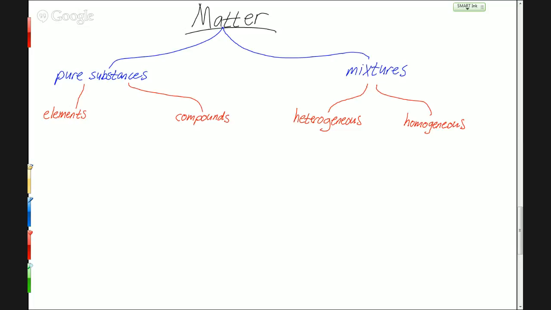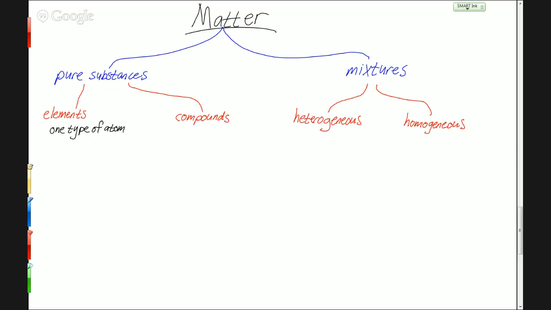The definition of that is that elements are only made up of one type of atom. So if you have a sample of gold and it's pure, every atom inside that sample is a gold atom. If you have a sample of oxygen, every atom inside that sample of oxygen is an oxygen atom. So there's only one type of atom inside a sample of a particular element.